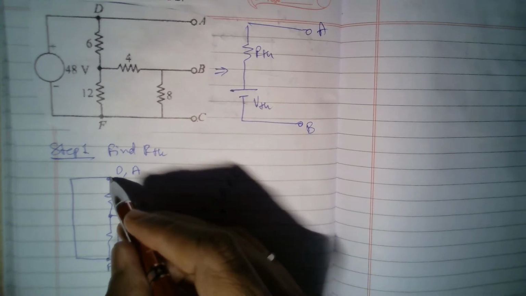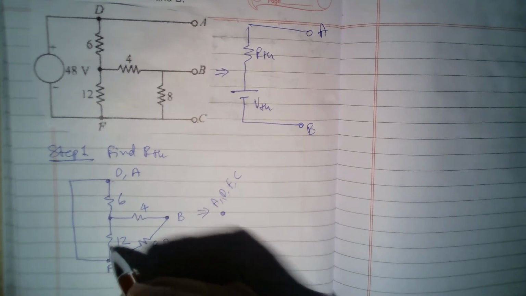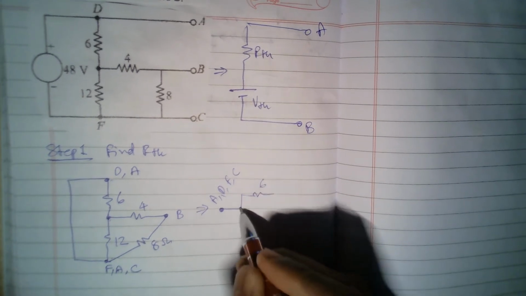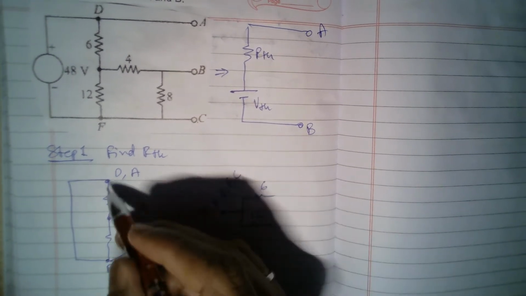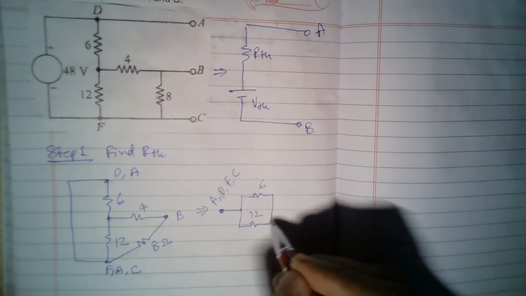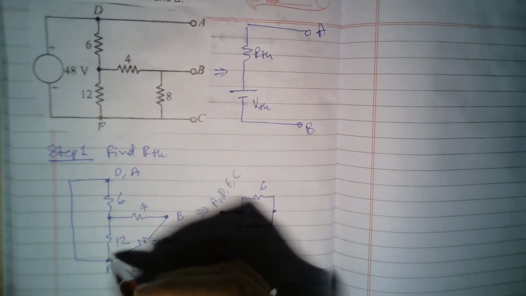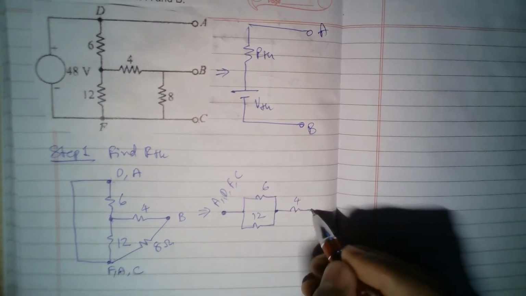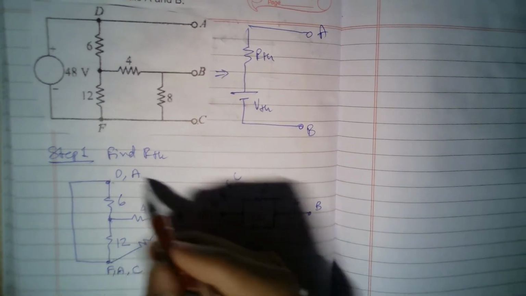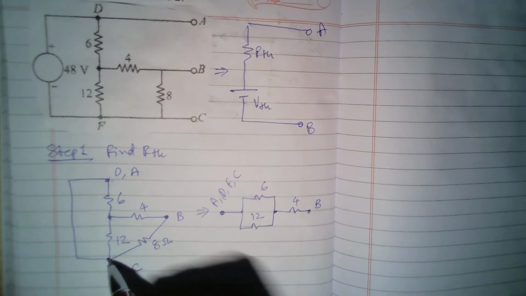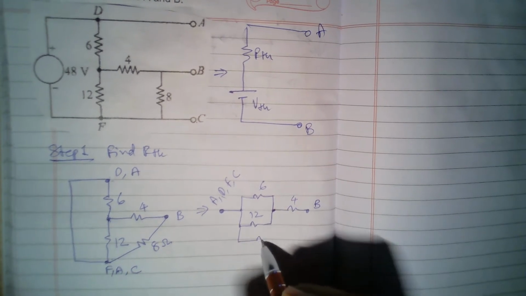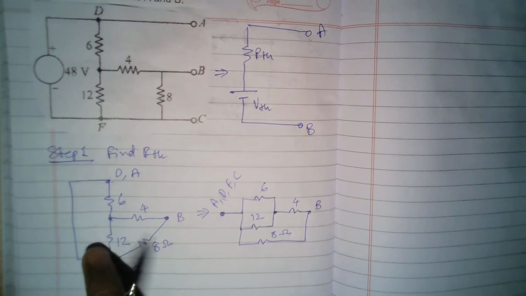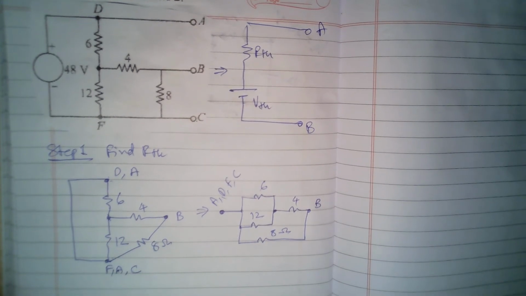Then I have one branch going to 6 and one branch going to 12. And those two are meeting at one point. So the 6 other end and 12 other end are meeting. From there 4 is going to B. Meanwhile, there is another resistance directly going to B with a value of 8. Okay, so 8 ohms. So this is how we have to resolve this particular circuit.